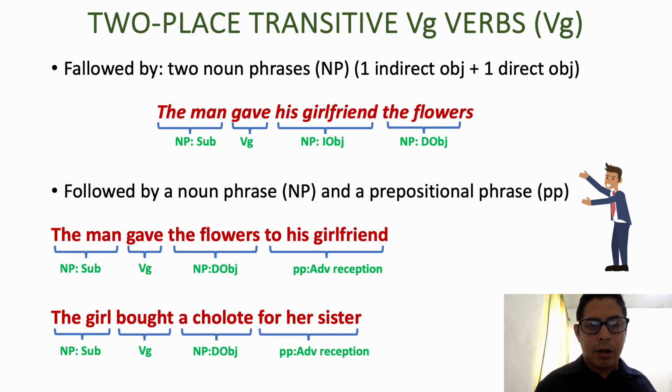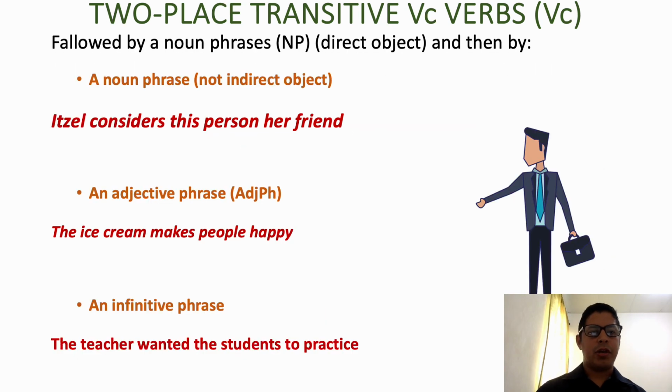For her sister. So it's a prepositional phrase, that's the form, but its function is an adverb of reception. Basically, who receives the direct object. Let's continue with two-place transitive VC verbs.